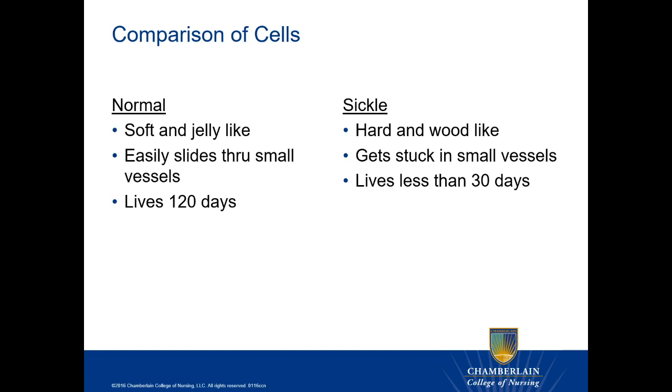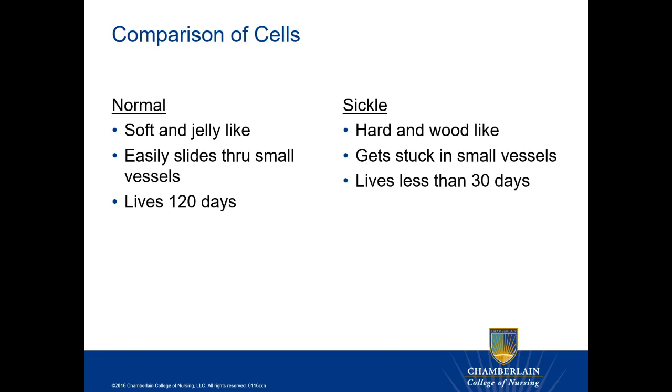Compare cells. A normal red blood cell is that donut looking shape that we've been seeing on the slides. It's soft, it's gelatinous, it's squishy, it slides and slips and maneuvers through very small vessels very easily. And they live about 120 days, and we've said that.